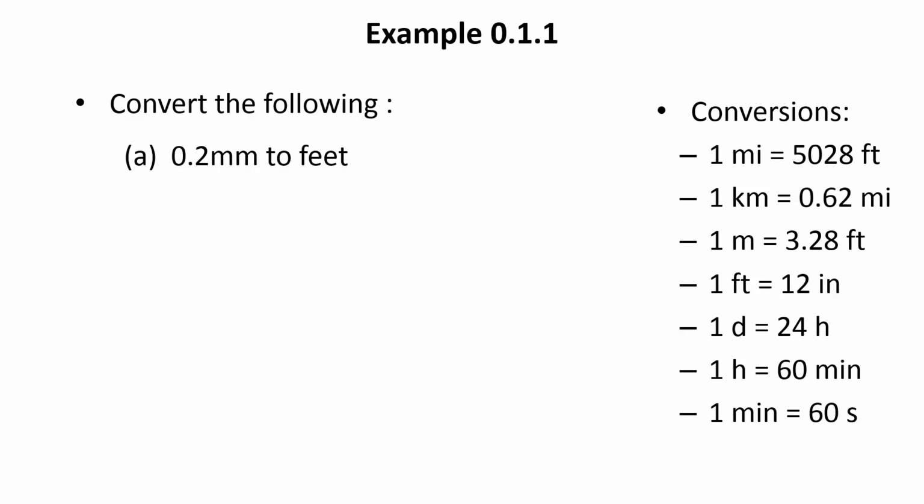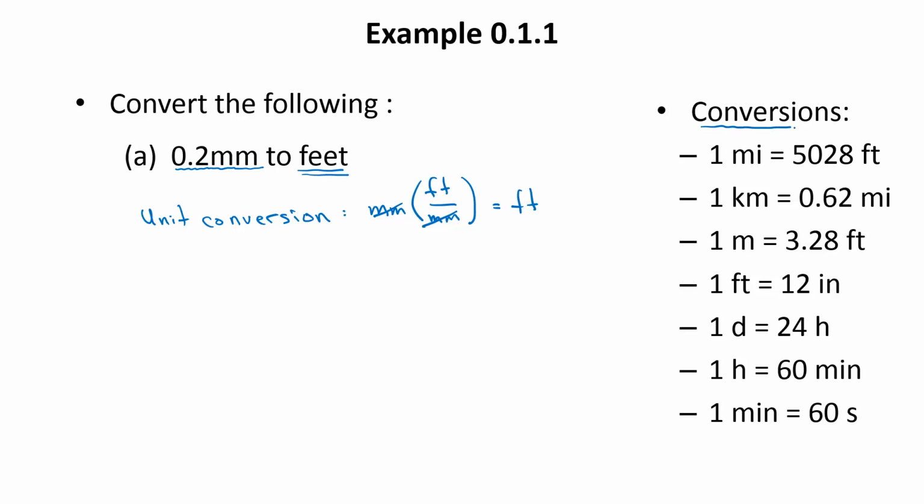In this example, we want to do a units conversion of 0.2 millimeters to feet. The basic unit conversion for this: if we want to convert millimeters to feet, we can multiply millimeters by feet per millimeter. Then the millimeters will cancel and that'll give us feet.